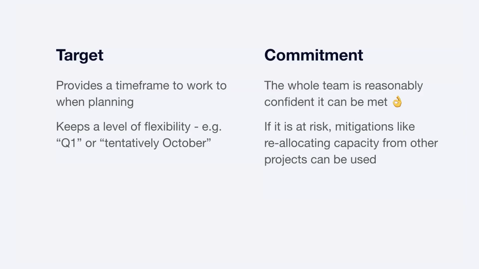And every conversation you have about dates, you've just got to keep on hammering that home. A target is something that provides a time frame to work to when planning. It's not something you tell a customer that's when it's coming. A commitment is something that the whole team feels comfortable with. It's like, yeah, no, we can live with that. Yes, it might be a bit of a scramble if we're wrong on a couple of things, but this is actually something that we can do.